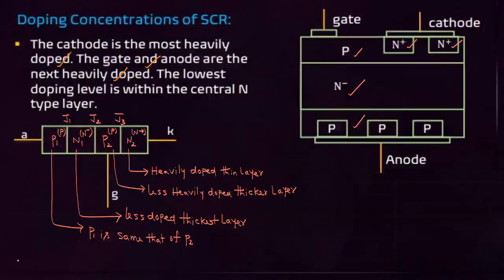With respect to SCR, modes of operation is very important. But before going to that, you have to concentrate on the doping of different layers in SCR. N2 is a heavily doped thin layer: the doping concentration is more, thickness is less. P2 is a less heavily doped thicker layer. N1 is the less doped thickest layer. And P1 is the same as P2. These are the doping concentrations of the different layers.